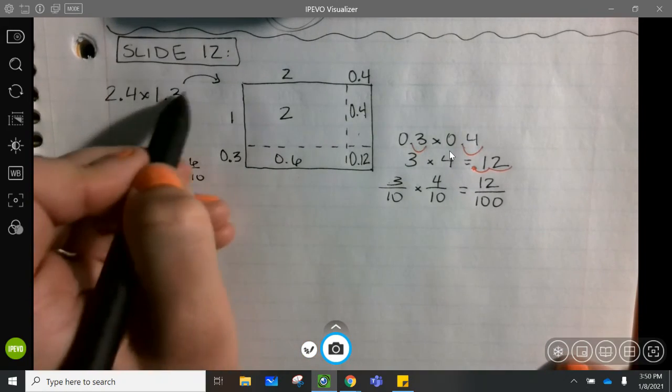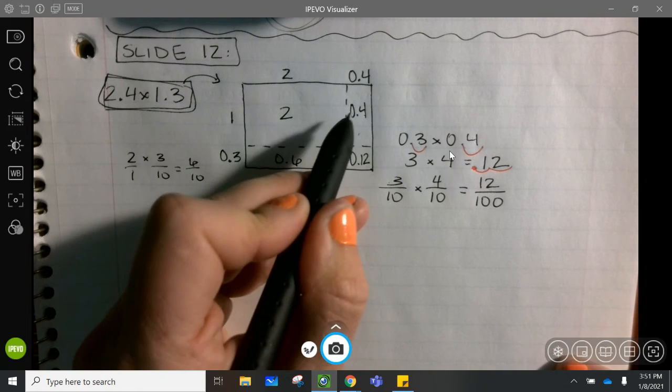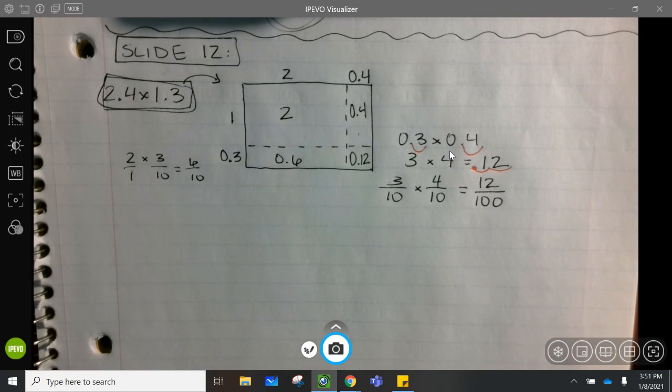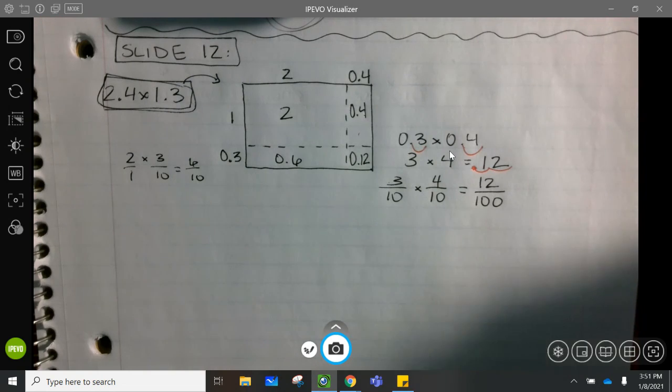How we answered this question, 2 and 4/10 times 1 and 3/10, would be to add each of these pieces together. So use what you know about adding decimals to carefully add each of these once you've lined up the decimal place, and check your work with a calculator.